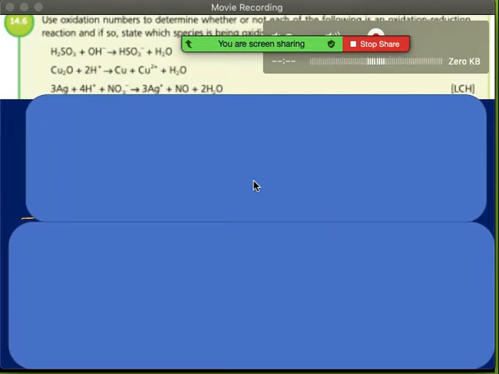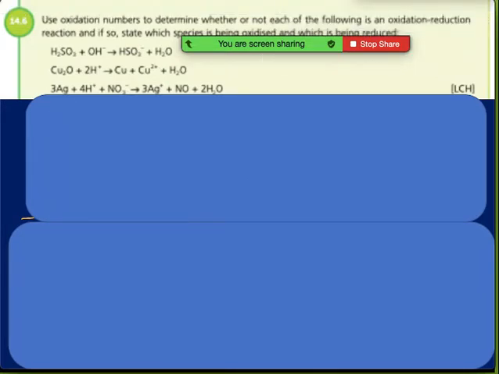Okay, so for 14.6, H2SO3 plus OH minus goes to HSO3 minus plus H2O. Usually the rule is that H2O and OH wouldn't change in oxidation state, and you'll see it once you start doing them.